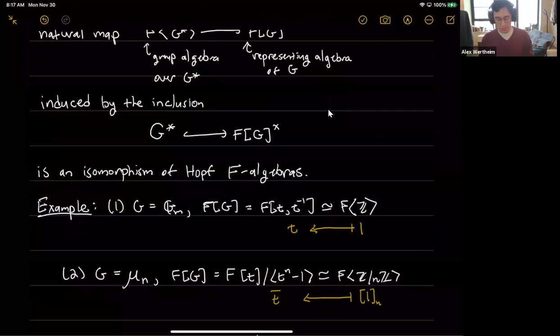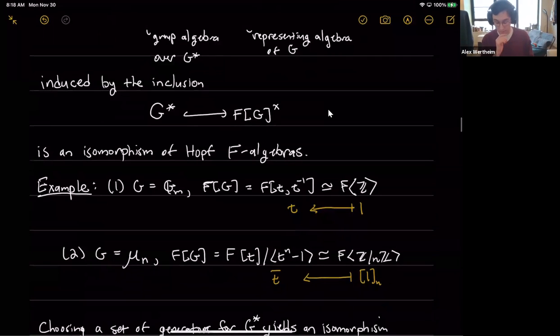And likewise, if G is taken to be mu_n, then in this case the representing algebra is the polynomial ring in one variable over F modulo the equation T^n minus 1, which is again isomorphic to the group algebra over F of Z mod nZ, which is exactly the group of characters of mu_n. And specifically, the map sends the class of 1 to the class of T.